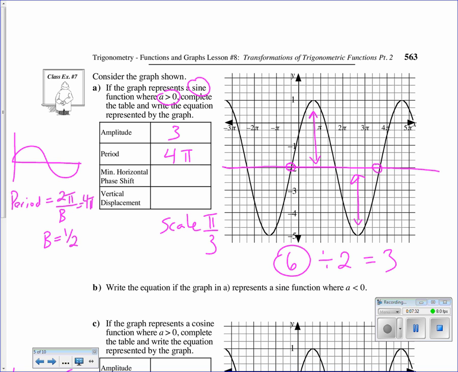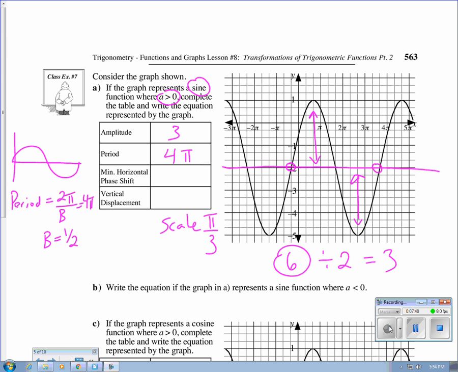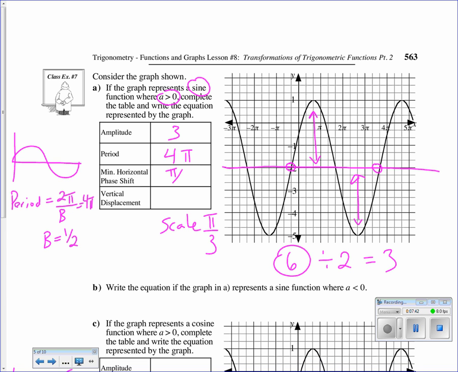Minimum horizontal shift. Well, what happened to this graph? This graph shifted over one position, one tick. And we've described that scale value as pi over 3, and it shifted towards the left pi over 3. And my vertical displacement. What happened to my graph? My graph should have been centered at the line y equals 0, but it's down 2 units. So my graph is down at minus 2.